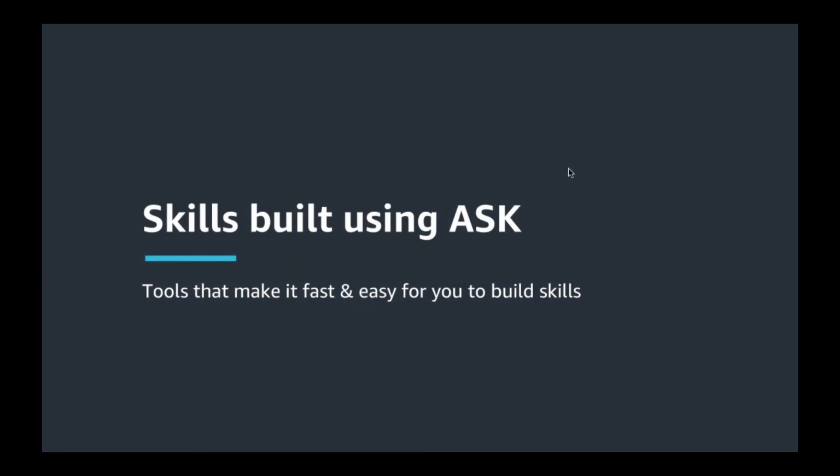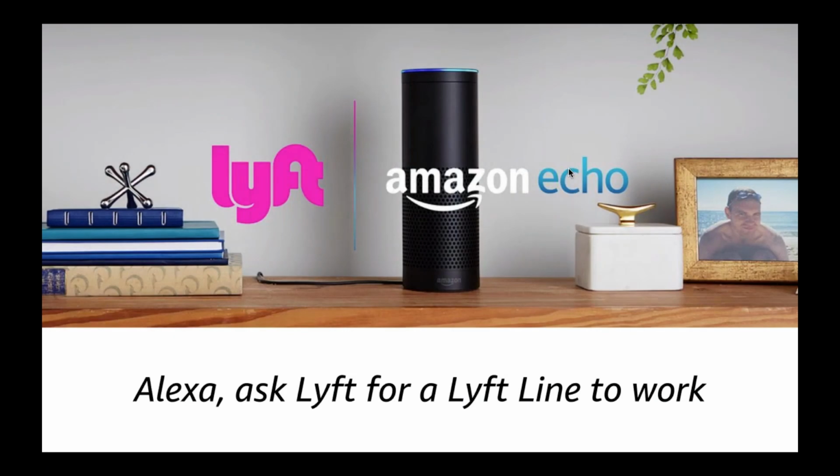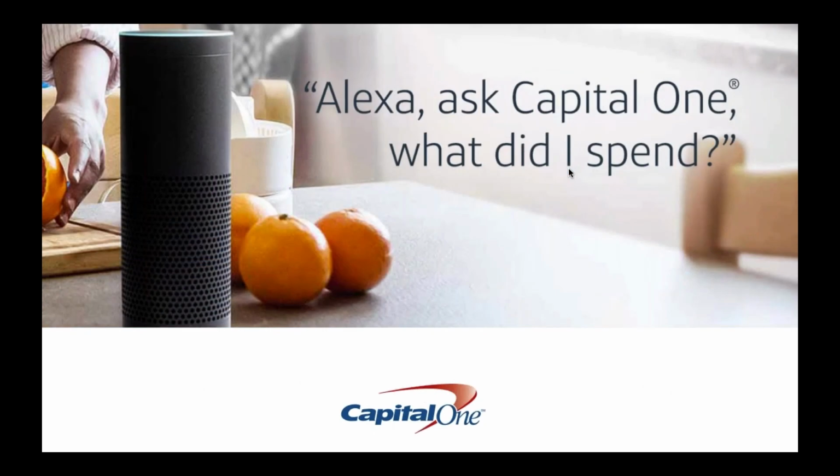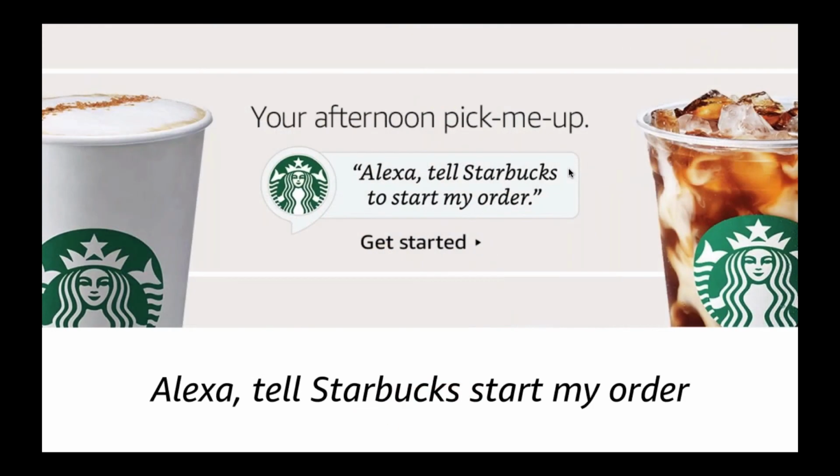So let's look at some of the skills that have been built using Alexa Skills Kit. And like I said, when we first launched, Alexa had limited capabilities. But since we announced the Alexa Skills Kit, we have skills like Lyft and Uber, so you can just ask Alexa to get you a ride. You can ask Alexa for information about your Capital One account. And then also, you can ask Alexa to get your Starbucks order ready. So all of these skills became possible after developers got their hands on the Alexa Skills Kit.